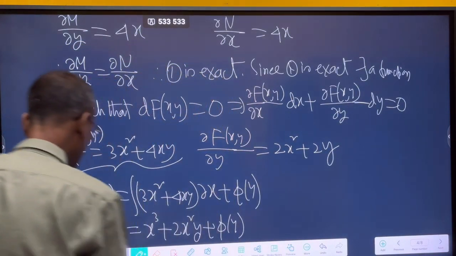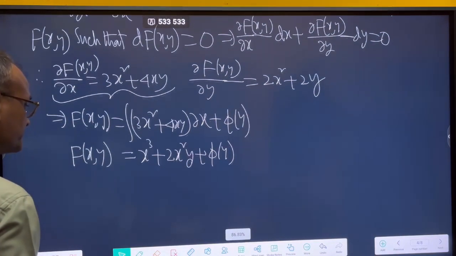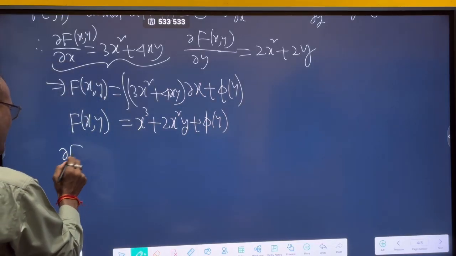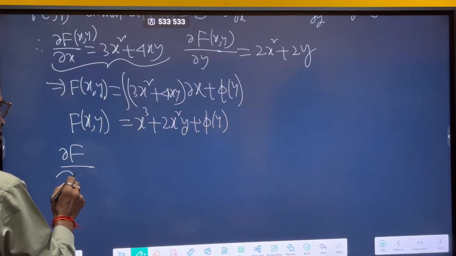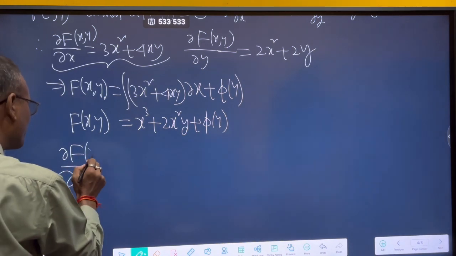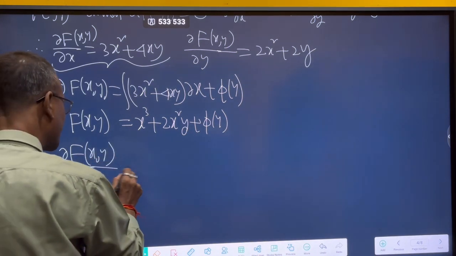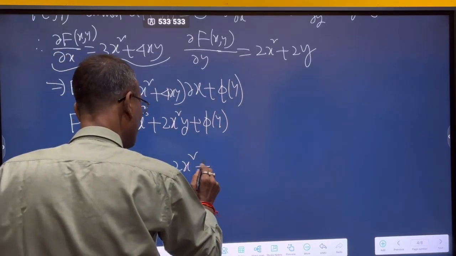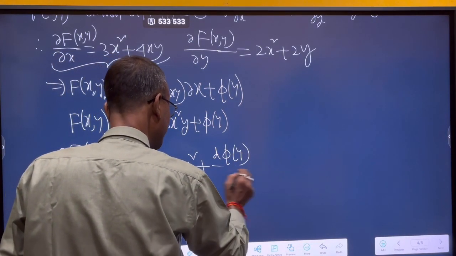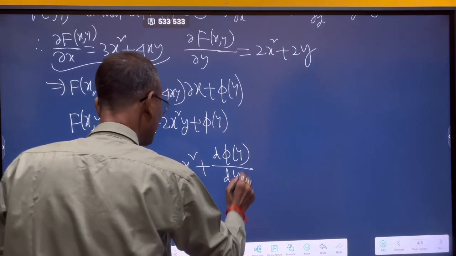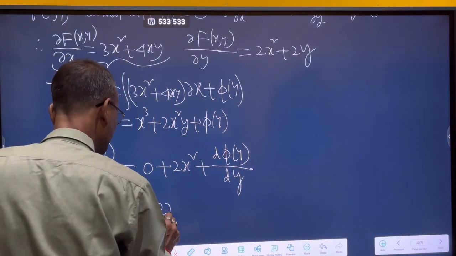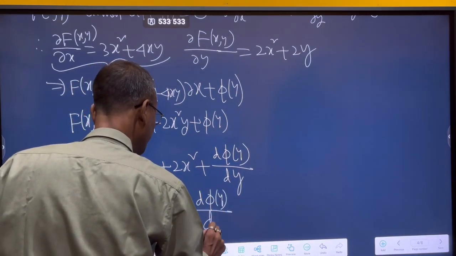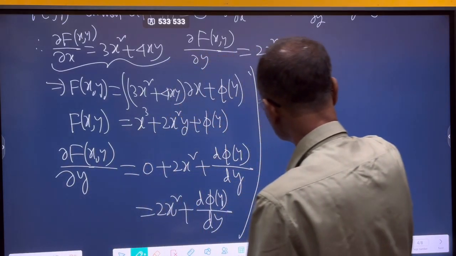Now f of x,y is equal to this. Now del f by del y. What will be del f by del y? With respect to y, 2x square will be constant, so it is 2x square plus d phi y by dy. This is equal to 2x square plus d phi y by dy. Now you will get this one.